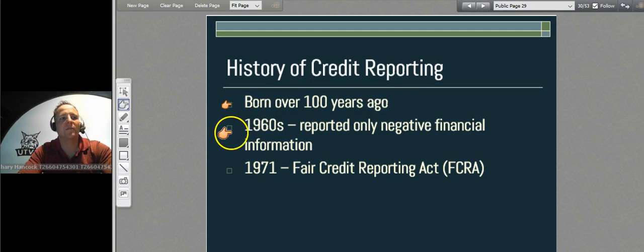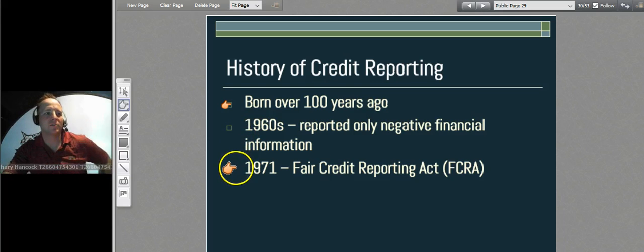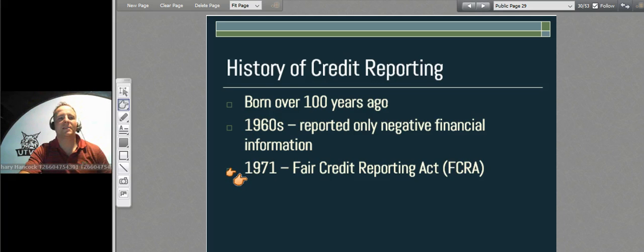So a little bit about credit history. It was born about 100 years ago. In 1960, they reported only negative financial information. In 1971, they have the Fair Credit Reporting Act, which is the one that you use if somebody steals your credit card. You say, hey, I did not make these purchases. They take them off your credit card balance, and it's like you never got it, and then they try to go after the guys that stole it, which usually is somewhere outside the United States, and they can never find it.